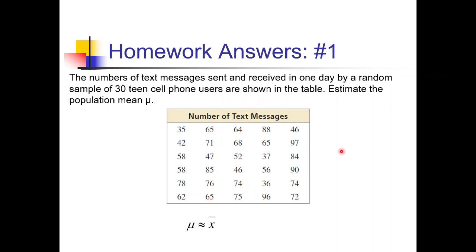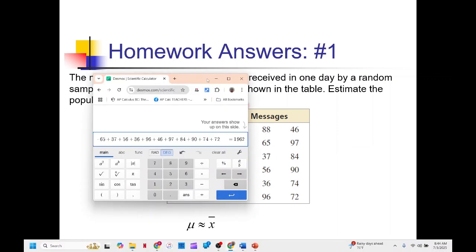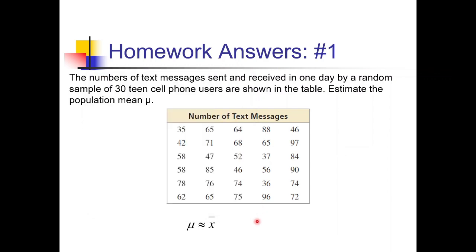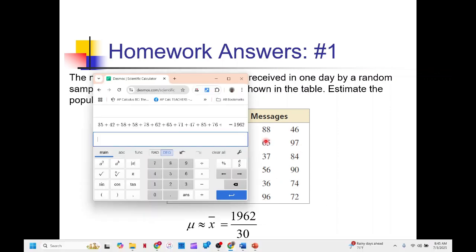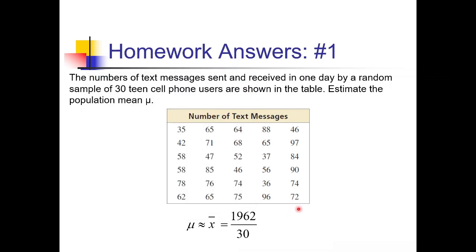I'll just do that off camera because there's a lot of them. So if we plug all of those in and add them up, it comes out to 1,962. So just do that carefully. And how many of them are there? Well, we could count them, but they told us there's 30, so we can just take them at their word. And now let's just do that division. So 1962 divided by 30, and that comes out to 65.4. So that is our estimation of the population mean, mu.